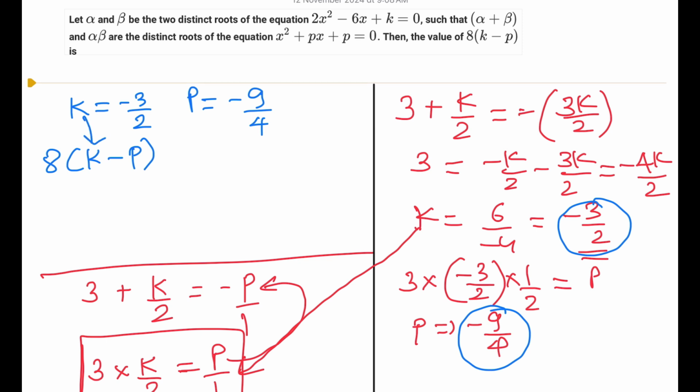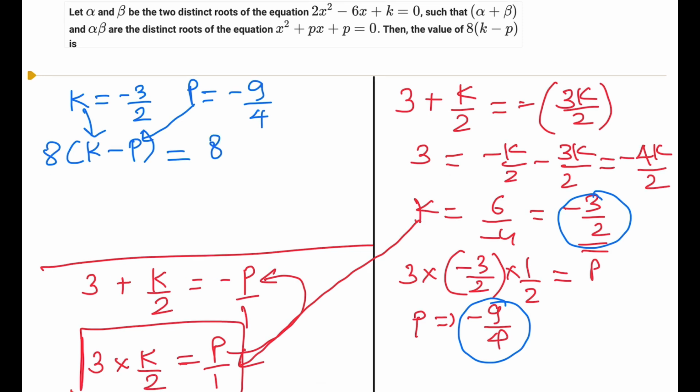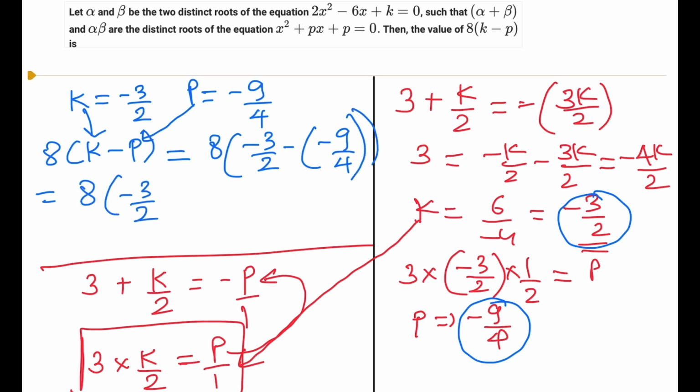We have found the value of k and the value of p. We plug in these two values in this particular expression. We get 8 times k minus p as required. 8 times k is minus 3 by 2 and minus p is minus of minus 9 by 4. So that kind of makes it 8 into minus 3 by 2, minus of minus 9 by 4 is plus 9 by 4. And you can multiply above and below by 2 here. So you'll get minus 6 by 4. Minus 6 by 4 plus 9 by 4 is 3 by 4.